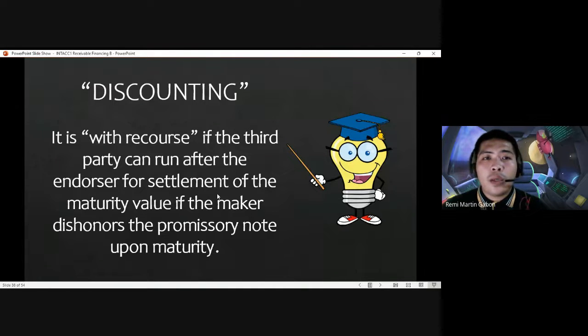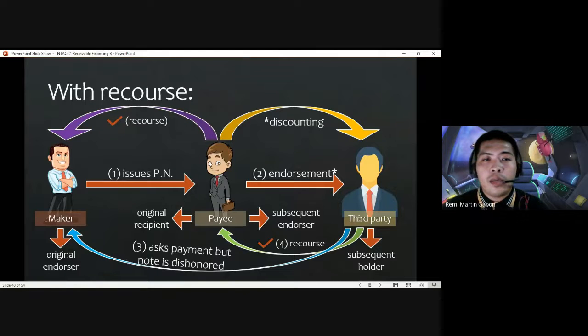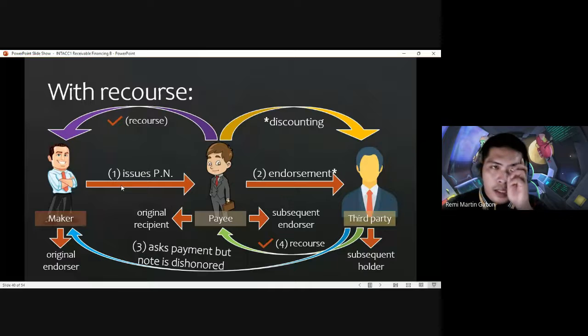So under with recourse discounting, the endorser is required to set up an accounts receivable should the promissory note become dishonored. So here's an illustration. Kindly follow the sequence.